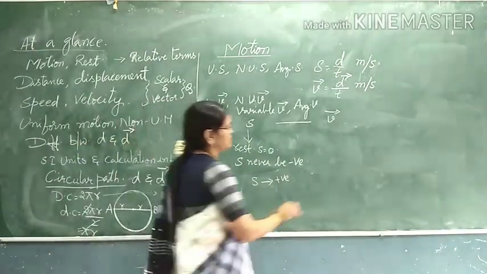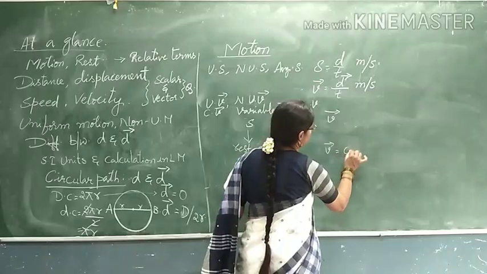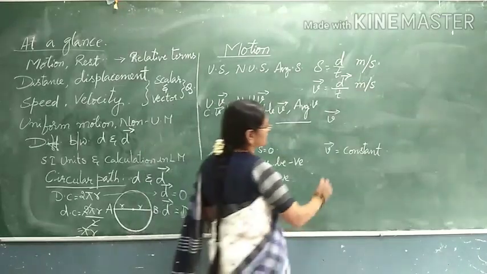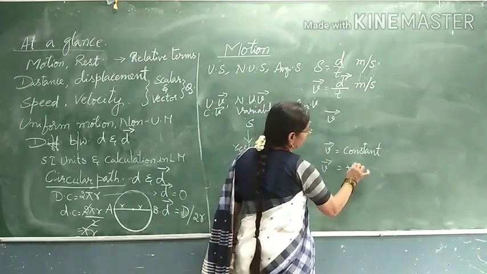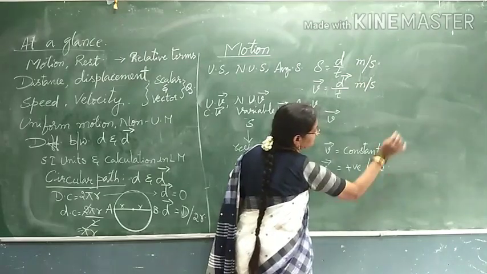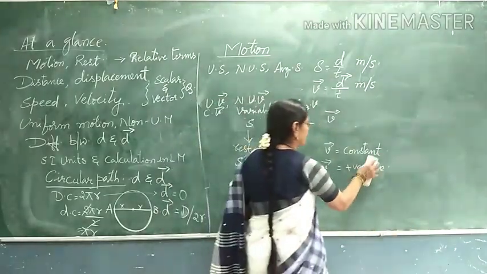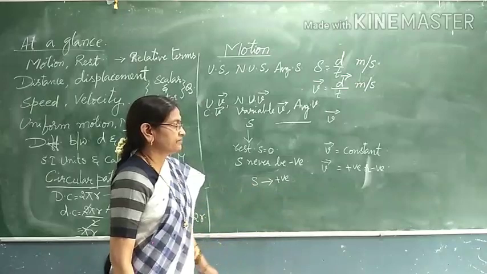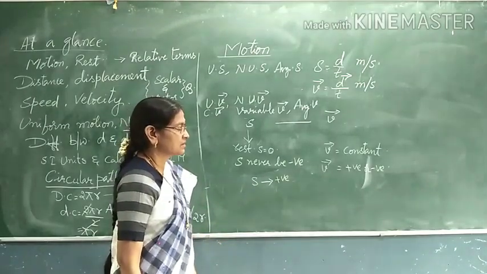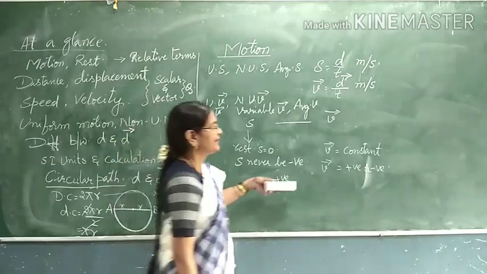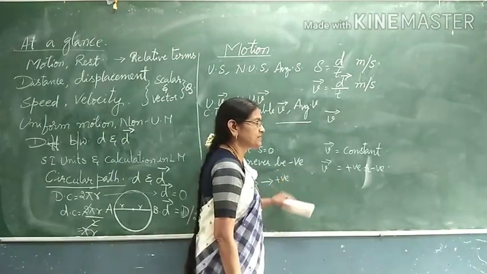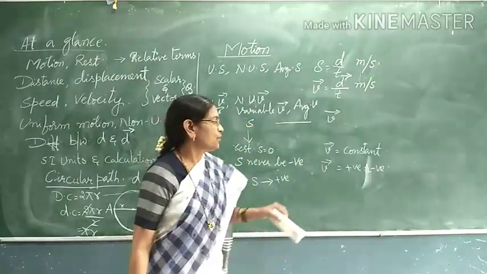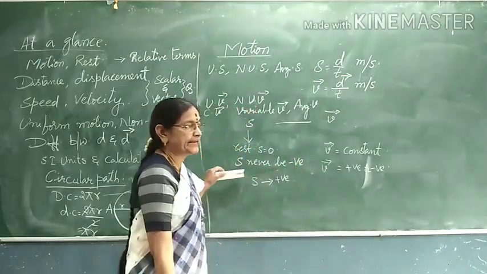Now coming to the same terminology for velocity. Velocity may be constant, and velocity may be positive or negative. When velocity is positive, that means it is going on increasing. When the velocity is constant, the magnitude of speed does not change. When the velocity is positive, the speed goes on increasing.